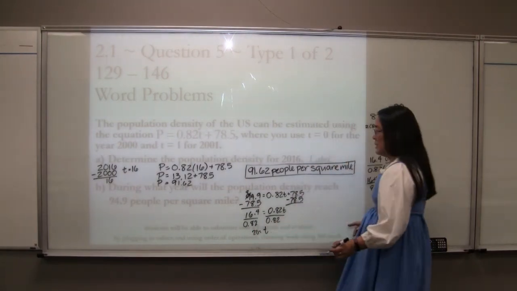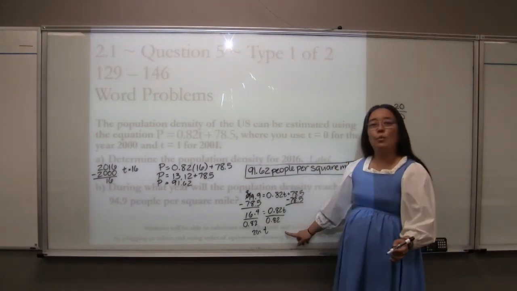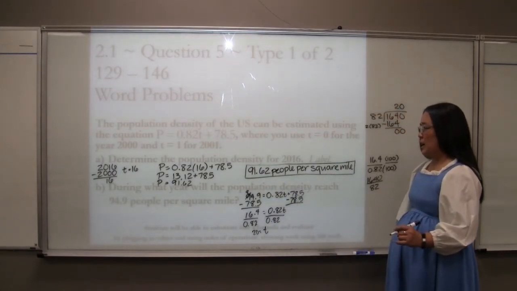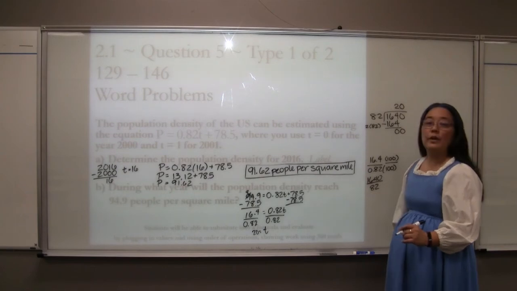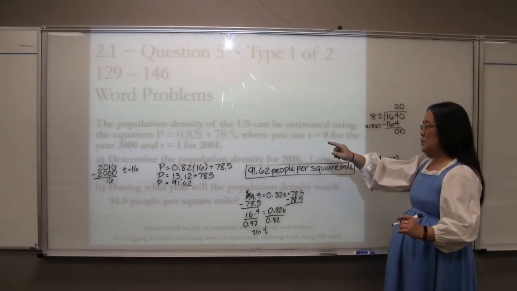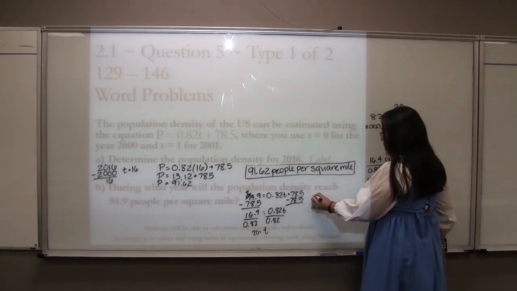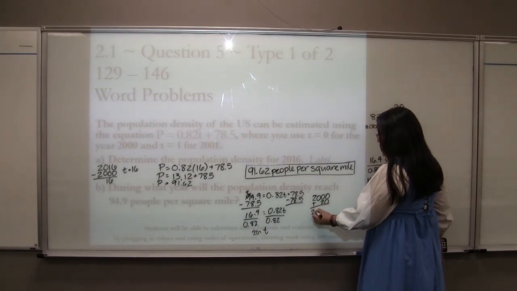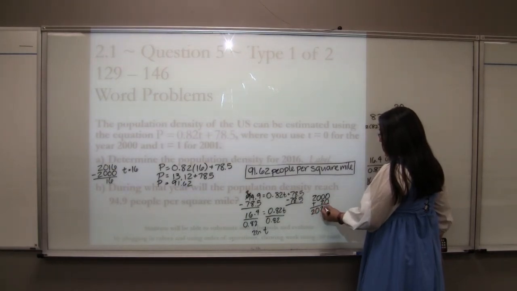Many students think that they're done, but the question doesn't ask what's t. The question asks during what year will the population density be 94.9. 20 is not the year. T is 0 for the year 2000, T is 1 for the year 2001. So we're going to take the year 2000 and add on 20. And that will give us the year 2020.